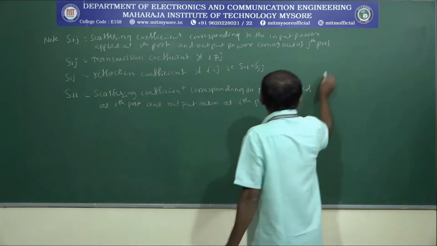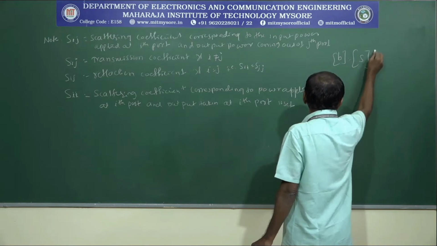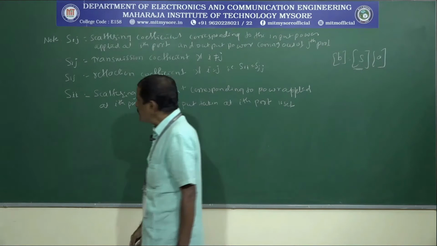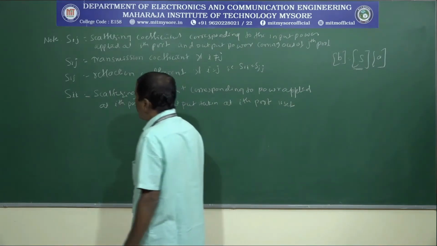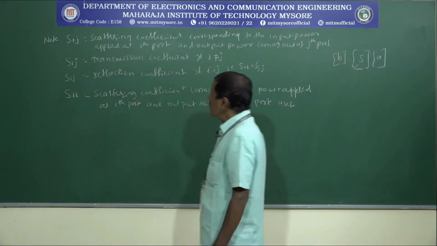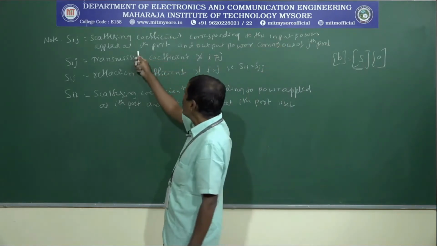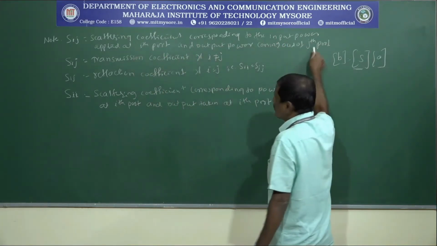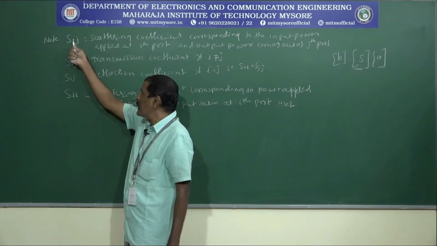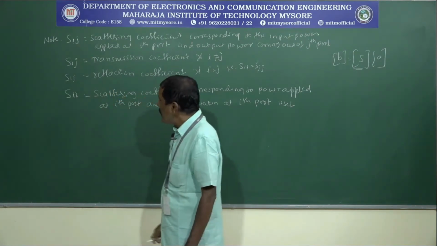As we know, B equals S into A. This S is the scattering matrix which contains the coefficients. Now first consider Sij. Sij is a scattering coefficient corresponding to the input power at the ith port and the output power at the jth port. That is, Sij indicates that you are applying the input power at the ith port and you are getting the output power at the jth port.